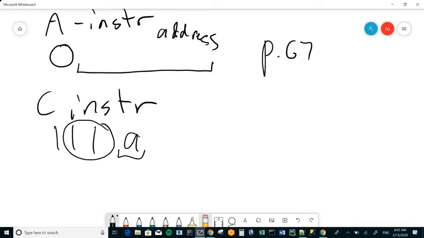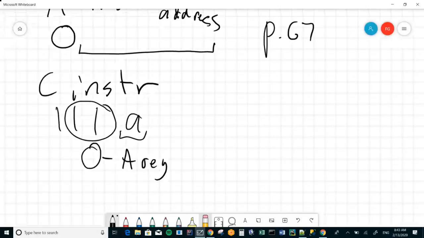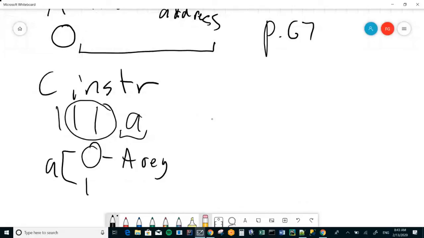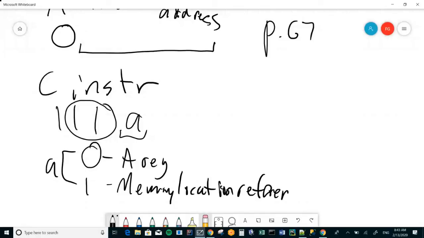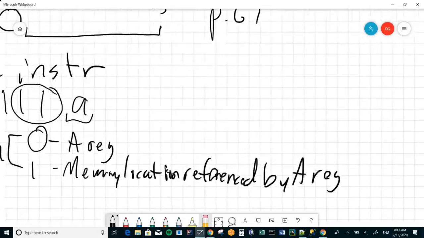Key insight is that it's got these 2 columns. It says when A equals 0, it does these things. When A equals 1, it does these other things. Specifically, when A is 0, the A register is that ALU input. When A is a 1, then the memory location referenced by the A register is the input. And that memory location is denoted M.